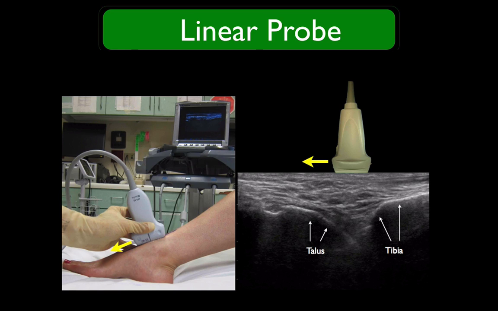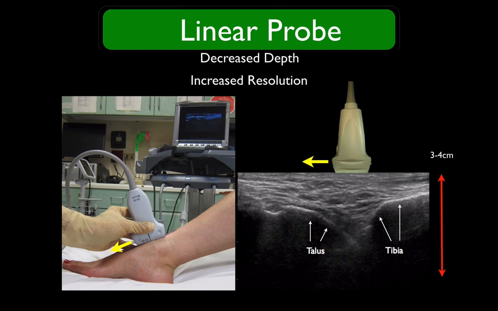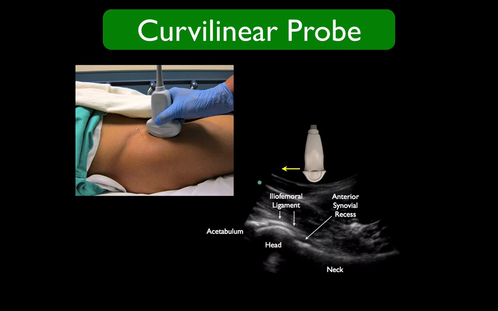Again, the two probes we commonly use, a linear for shallow procedures. You can see here, this is the ankle. If we're gonna tap the tibiotalar joint or the ankle joint, the linear probe is ideal because it's so shallow. Decreased depth and increased resolution. Conversely, if you're doing something that's deeper, like a hip, you're gonna use a curvilinear probe. And you can see here, we're gonna use the curvilinear probe to find some basic landmarks.